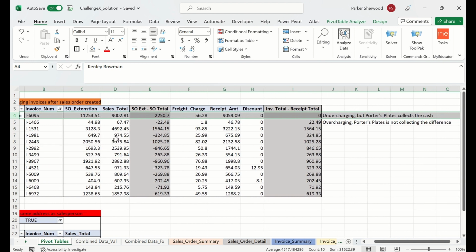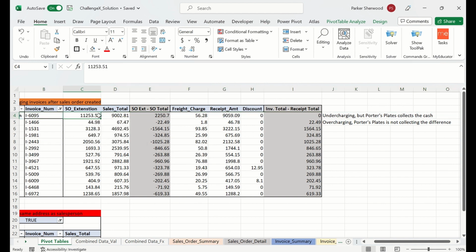However, Porter's Plates is collecting all of the cash. So we can see here this sales order extension, if you remember, was calculated on the sales order, and the sales total comes from the invoice summary sheet. And so this transaction lost $2,250 by the time the invoice was created. However, as shown over here, the invoice total and the receipt total match. So Porter's Plates is collecting the cash, but it's not as much as they originally planned. And so this should be showing as a discount probably, or there may be some other problems, but this is definitely worth looking into.